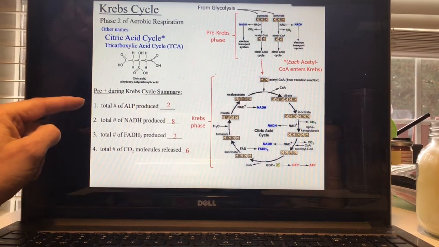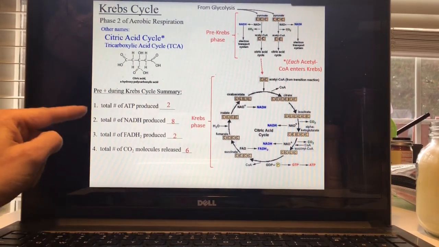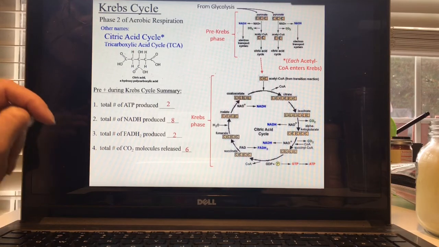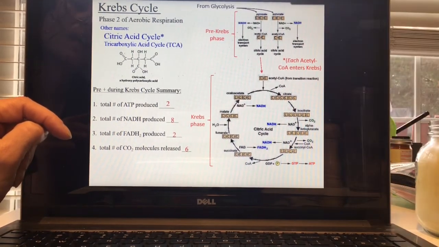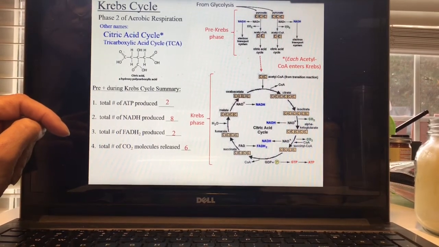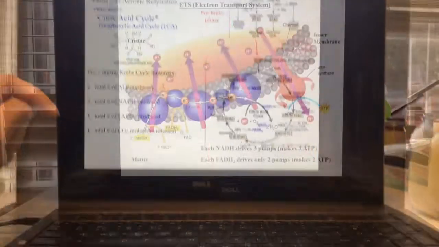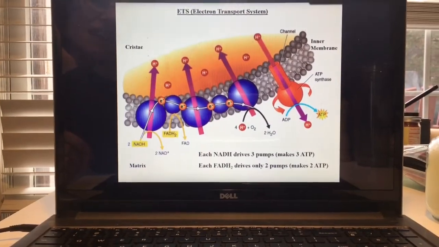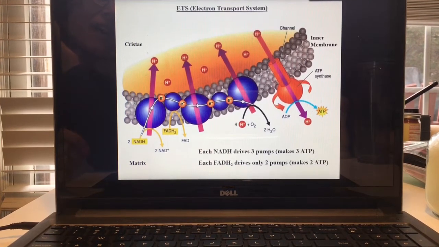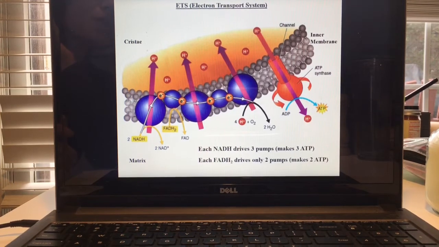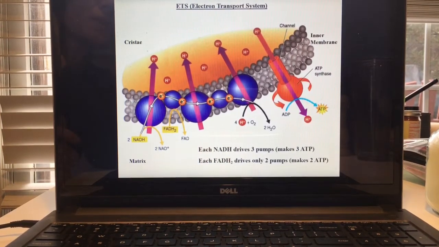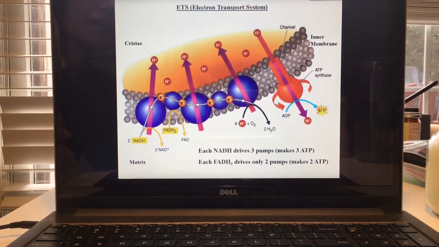Obviously we know the ATP can be used by the cell to do work, but we're going to see what happens to the NADH and the FADH2. They can be used in the electron transport system to make even more energy available for the cell. Now I'm going to discuss the third and final phase of aerobic respiration, and it is called the electron transport system, or ETS for short, and sometimes it's also referred to as the electron transport chain, or ETC.